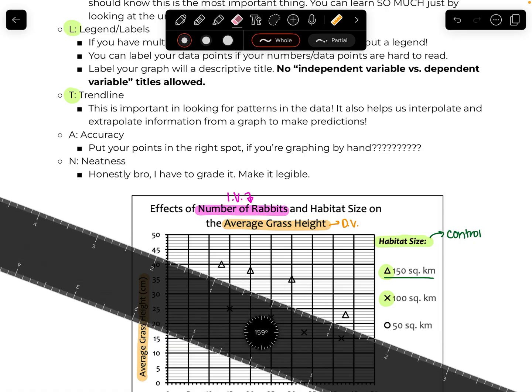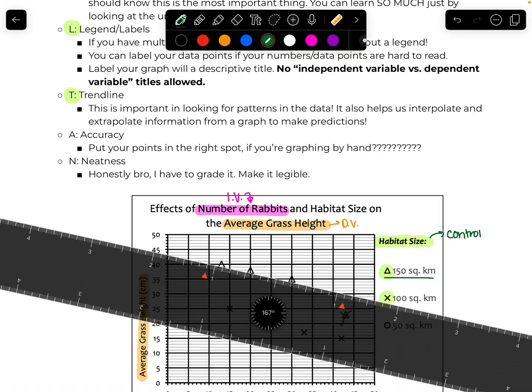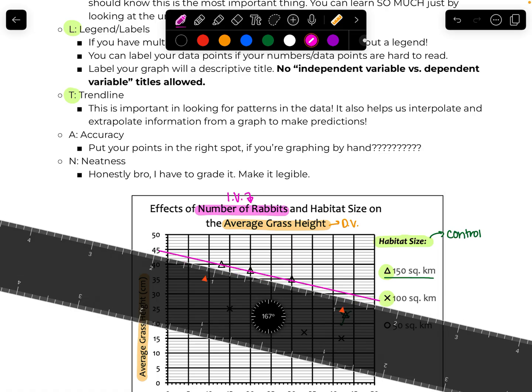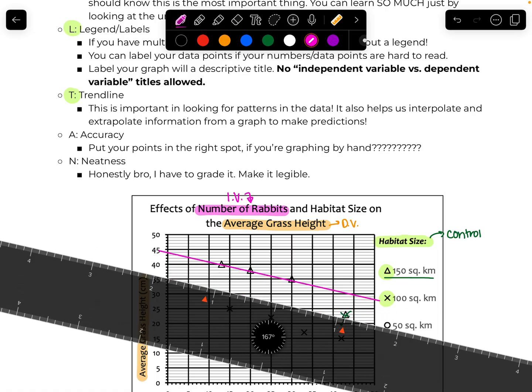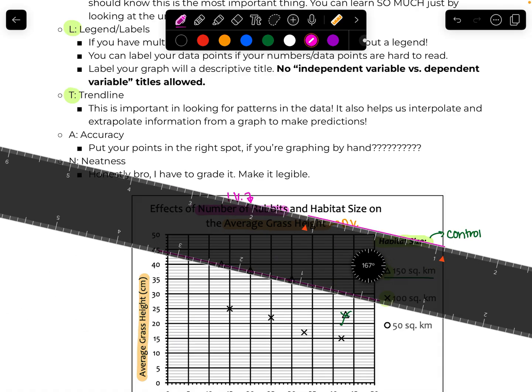So I'm just going to say that this thing is an outlier and I'm not going to include it in my trend line. But I can now draw a line that connects all 3 of these data points really nicely. And when you draw your trend line, you want to make sure you extend it through the sides of the graph so I can use it to make further predictions from my graph. So trend lines, there's that one.